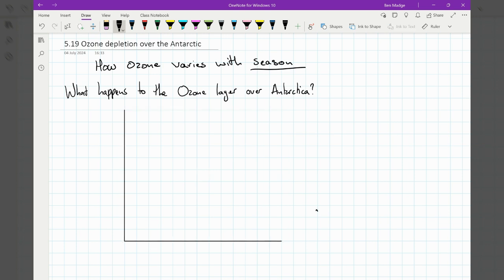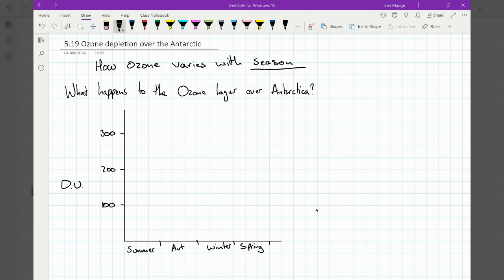So if we have here 100 Dobson units, 200, 300 Dobson units. So that's our thickness of the ozone layer. And then along the bottom here, we've got our seasons. So we've got summer, autumn, winter, and spring.